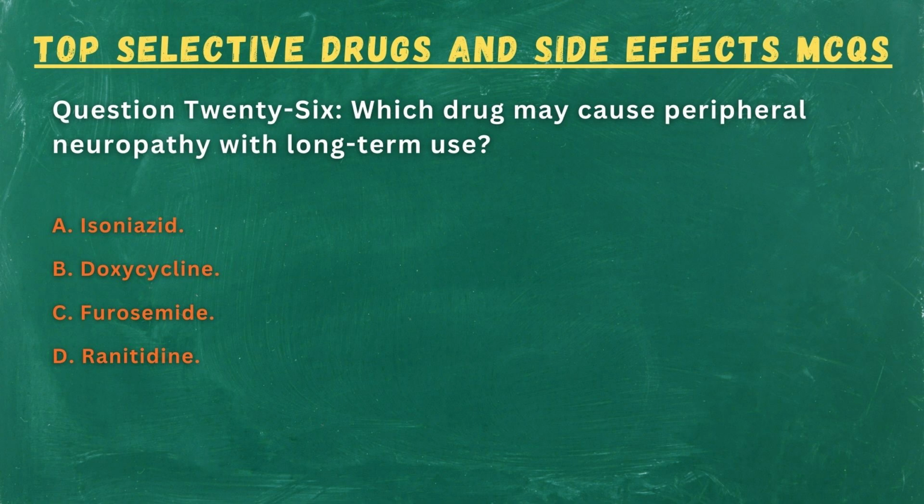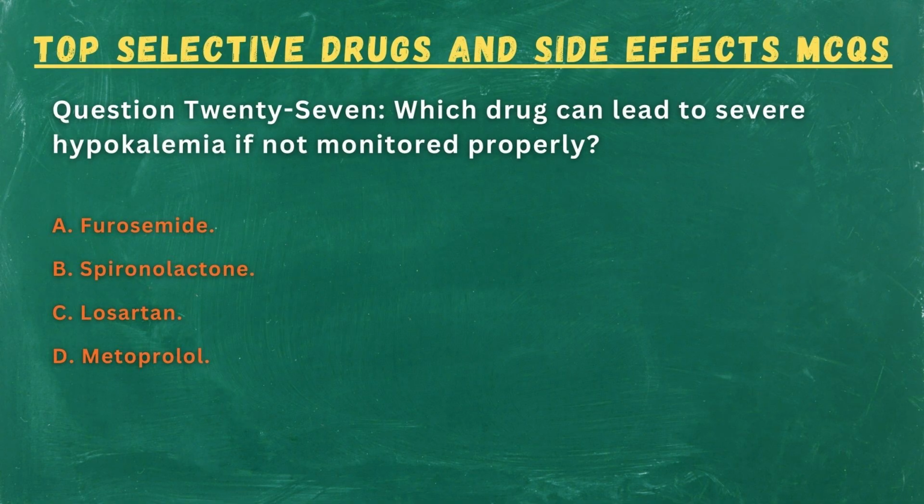Question 26. Which drug may cause peripheral neuropathy with long-term use? A. Isoniazid. B. Doxycycline. C. Furosemide. D. Ranitidine. Answer: A. Isoniazid.